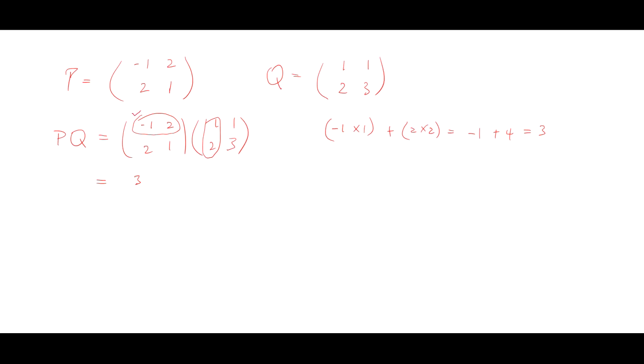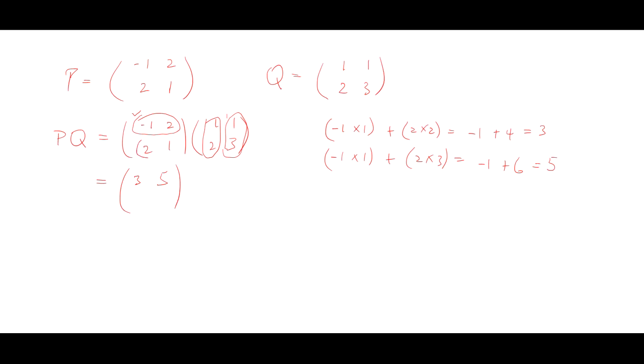Then I'm going to keep with the first row and multiply by the second column in the second matrix, which is the 1, 3. So that will be -1 multiplied by 1 plus 2 multiplied by 3, right? And that'll give me minus 1 plus 6, which is 5. So this is 5.